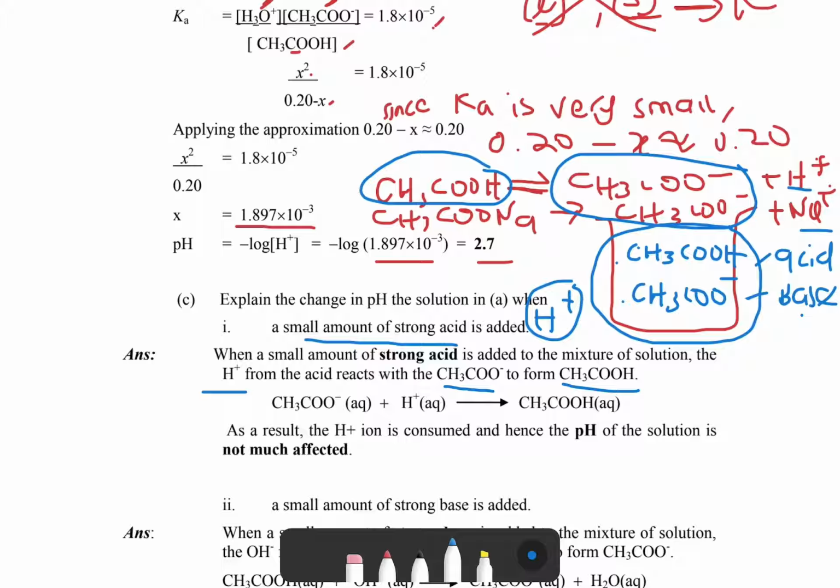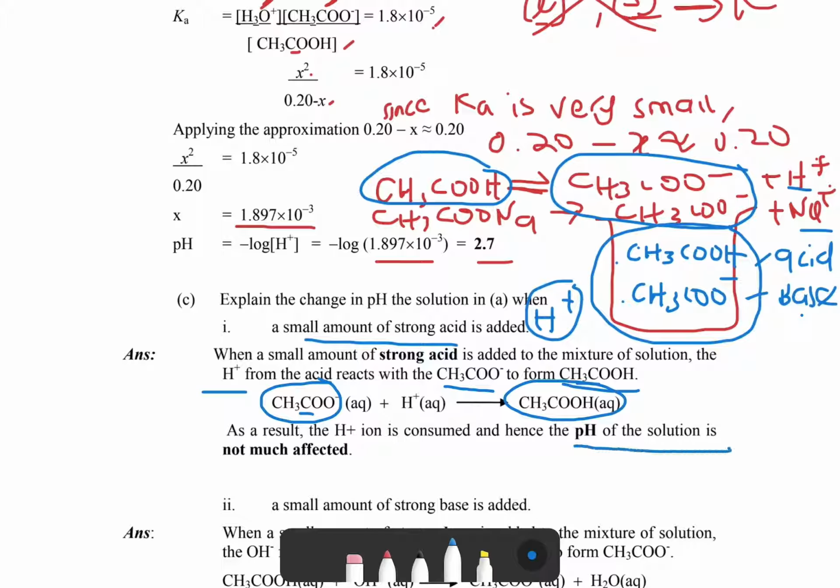Because when concentration hydrogen ion naik, the pH akan turun banyak. Okay, so maksudnya dia akan more acidic. So when the H plus react with CH3COO negative, dia akan hasilkan more CH3COOH. So actually in the buffer solutions, yang akan increase concentration dia ini dua. Okay, so as a result, the hydrogen ion is consumed and the pH is not much affected.